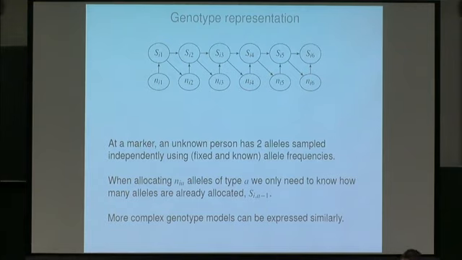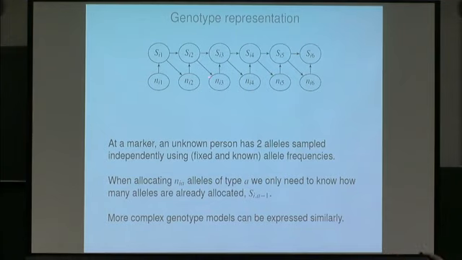And so in allocating how many alleles of type A that the person has, I only need to know how many alleles I've already allocated, therefore how many I have left to allocate. So this network is actually really simple because these S nodes are simply sums. S3 here is just the sum of how many alleles I had already allocated, and how many I just allocated. And these arrows are binomial distributions.